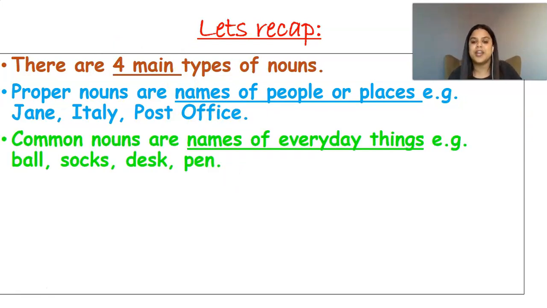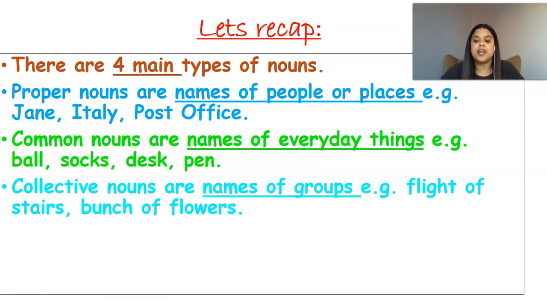Common nouns are names of everyday things, like things around you. You might be sitting on a chair. You might have a pen. You might be sitting by a desk. Your socks or a ball. Those words are common nouns.